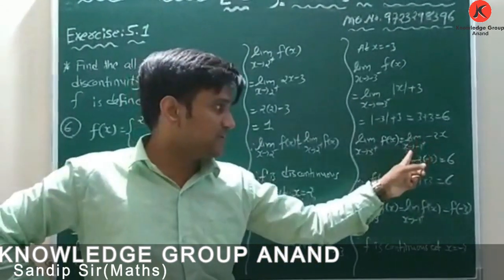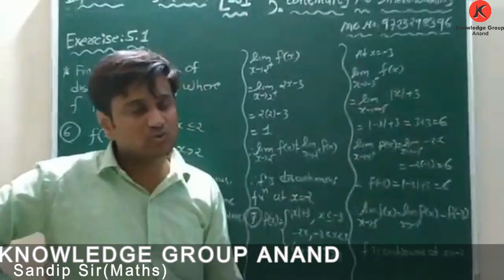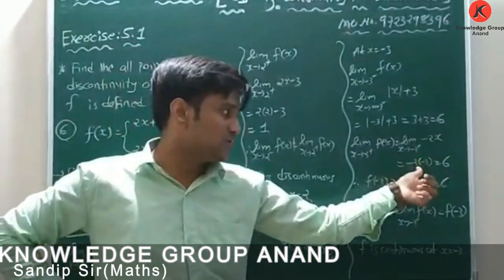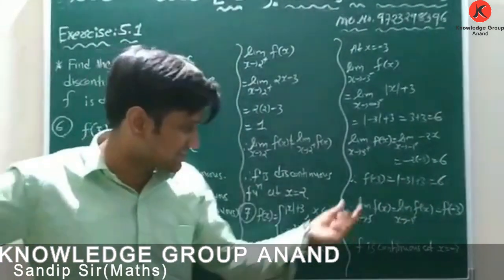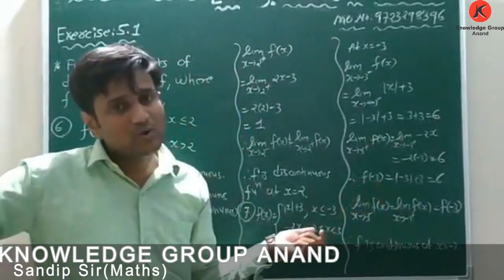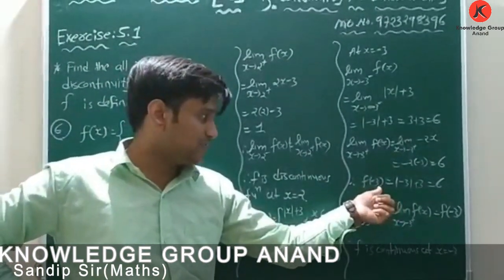Okay, that means limit x tends to -3 plus is -2x. Now in place of x we put -3, so -2 into -3 is equal to 6. That means left hand side limit is equal to right hand side limit, and at that point f of -3, what answer will we get?